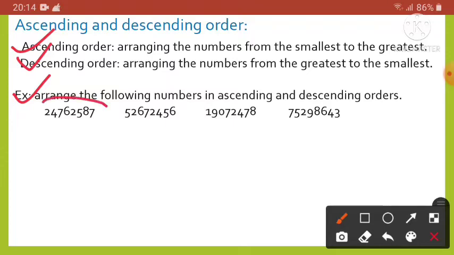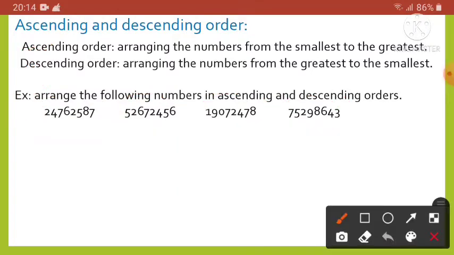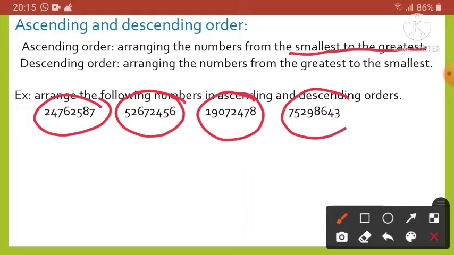So here are all the numbers available, 4 numbers. Now we'll start to make ascending order. Ascending order means smallest to greatest. So look at all the numbers first. You can see that all the numbers are 8-digit numbers. When all the numbers have the same number of digits, then start comparing from the extreme left.